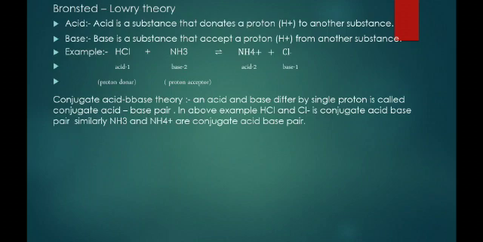Now what is the conjugate acid base theory? An acid and base differing by a single proton is called what? Conjugate acid base pair. When an acid and base pair differ by a single proton, only one H plus ion, then it is called what? Conjugate acid base pair. In the above example, when we consider HCl and Cl minus ion, HCl is an acid but Cl minus ion is a base. What is the difference between HCl and Cl minus? One proton, H plus ion. That's why these are a conjugate acid base pair.